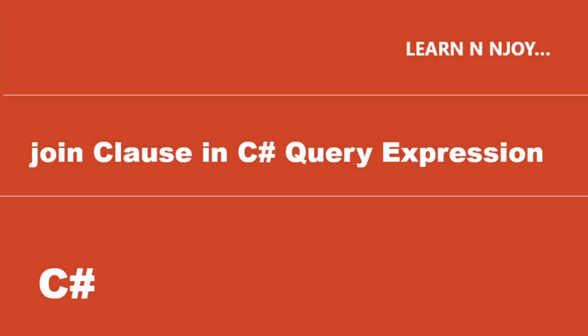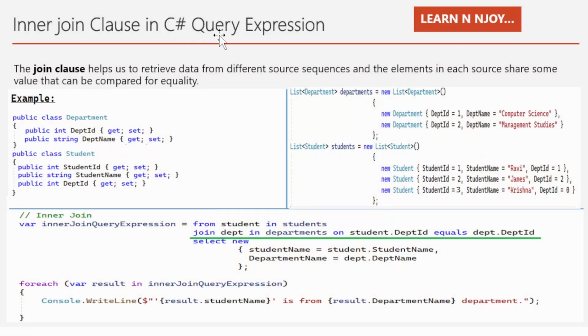Join clause in C# query expression. Inner join clause in C# query expression. Okay, let's first understand what a join is. The join clause helps us retrieve data from different source sequences, where the elements in each source share some value that can be compared for equality. Let's understand it with the help of an example.